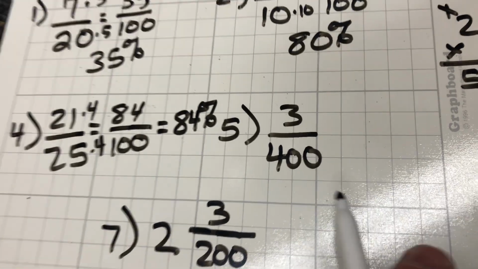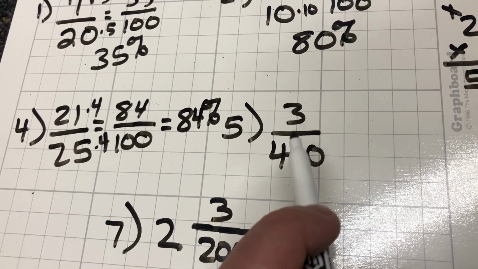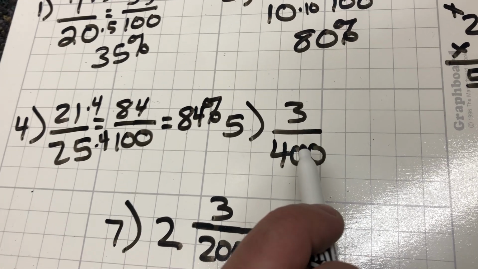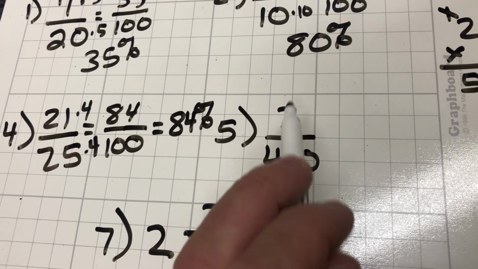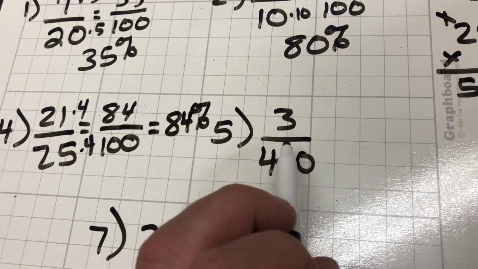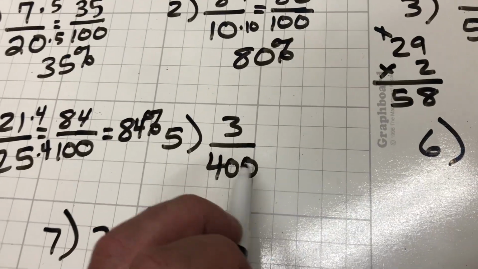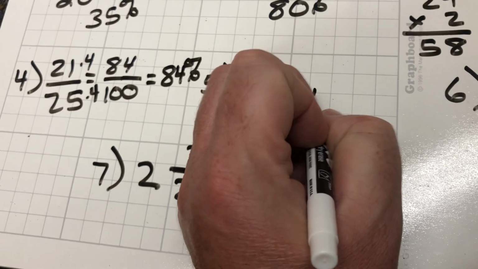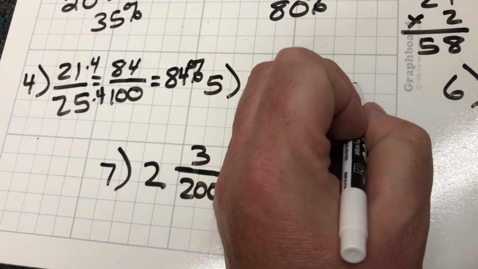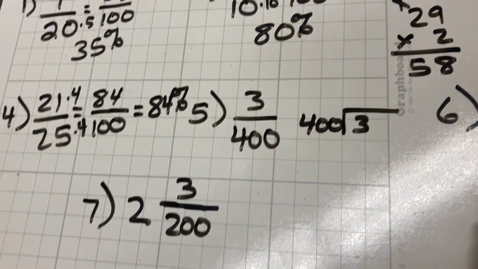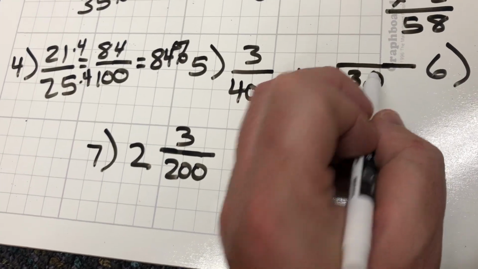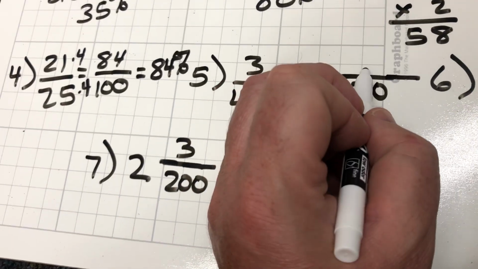Okay, we could, but I'm going to show you what I think is the most efficient way to turn a fraction into a decimal. When you turn a fraction into a decimal, you just do the division problem. We know that a fraction is a division problem. So this is 3 divided by 400. So I'm going to take 400 and put it into 3. Well, 400 can't go into 3, so I'm going to add a 0.0 and put my decimal straight up.